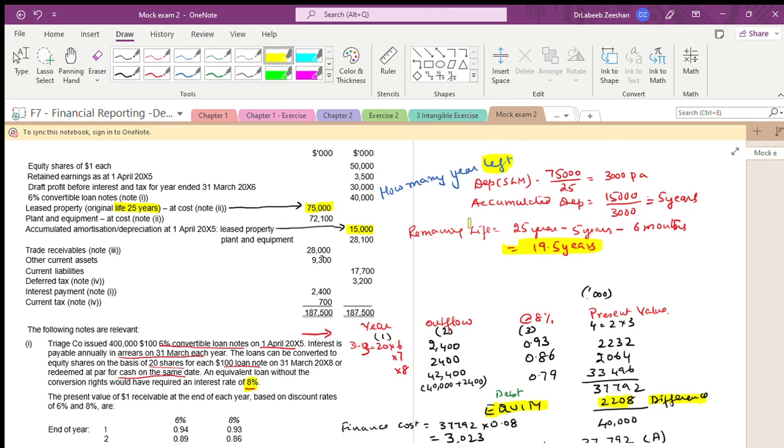Is it? How much is the cost amount? 75,000. How much is the accumulated depreciation? 15,000. Is it right? Now they gave you the life of the asset also, 25 years. We'll get depreciation for 1 year, and subsequently we'll get depreciation for 5 years, and the second at the second level.